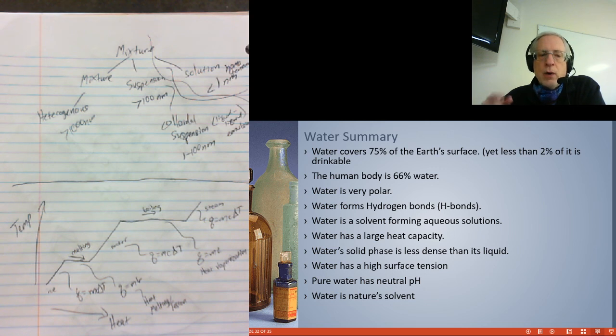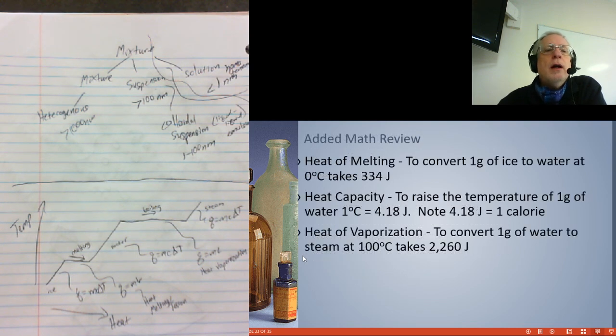Just a little bonus here, it has a neutral pH, so pure water is neutral, and we're going to get to that. That'll become important when we get to acids and bases. And water is nature's solvent. And I'm gonna stop there, and I'm gonna come back and do the added math review as a separate video.